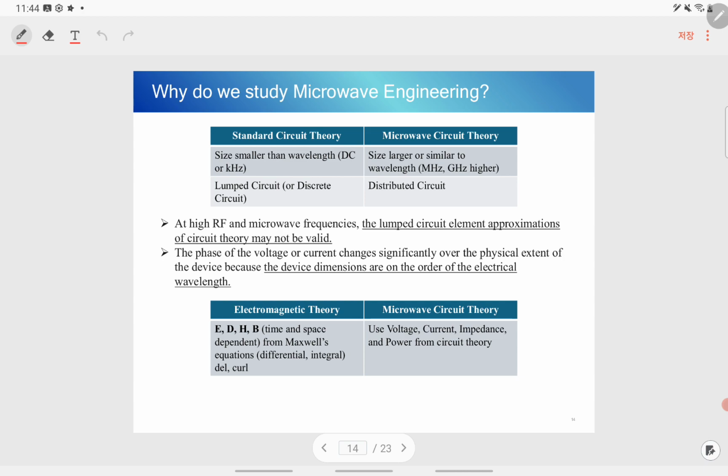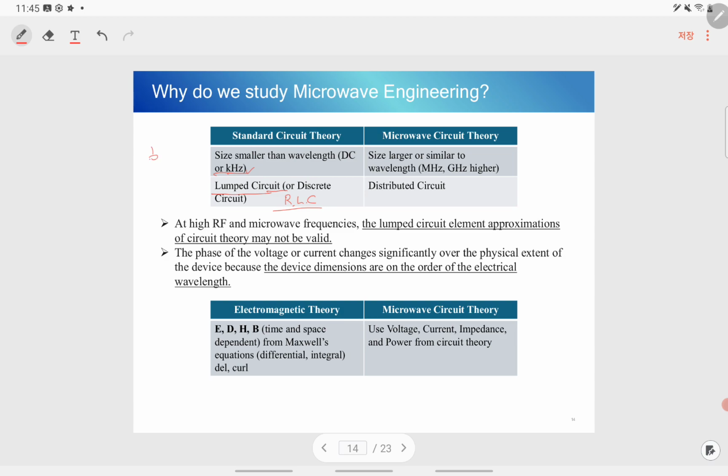So why do we study microwave engineering? From the background, I explained a little bit about that. But compared to standard circuit theory, you learned circuit theory from second year. You studied DC signal and AC signal and RLC. But that circuit theory covers DC or kilohertz, very low frequencies. And then you model the circuit as RLC, a discrete circuit.